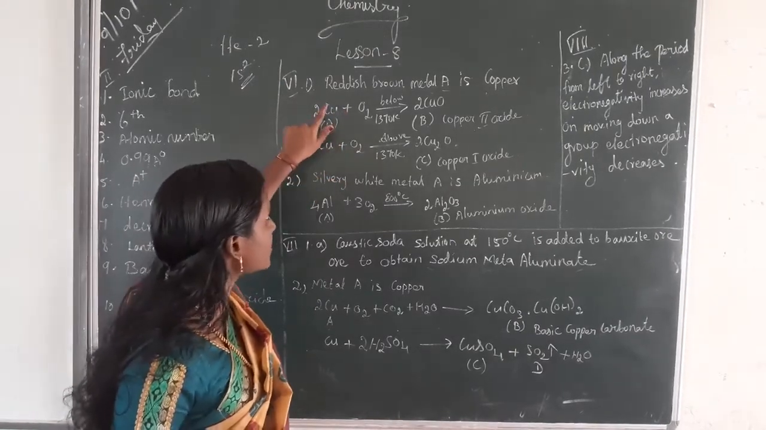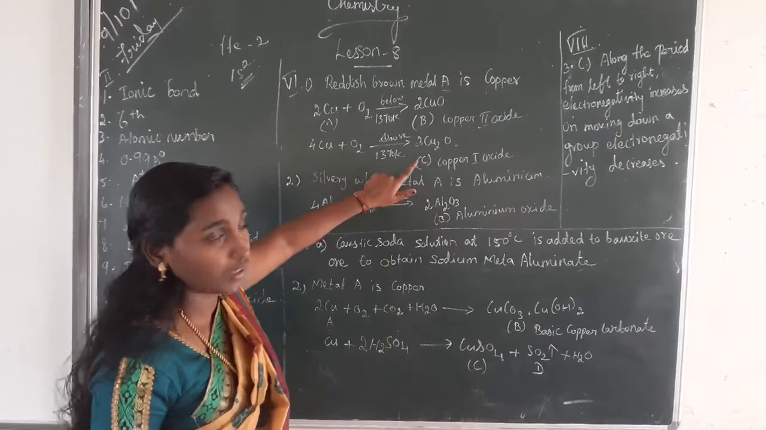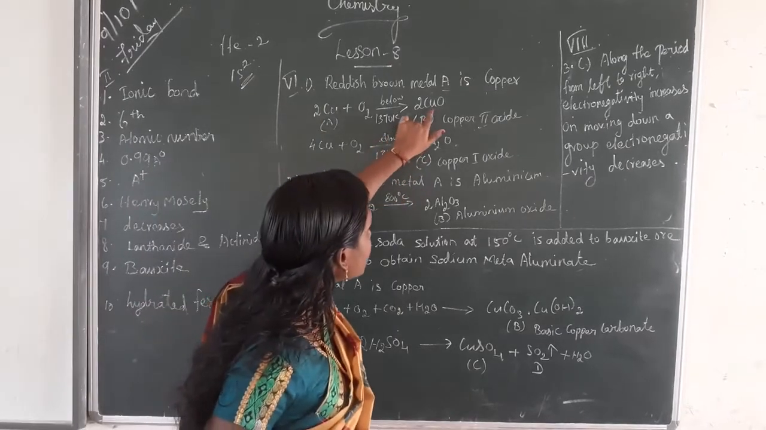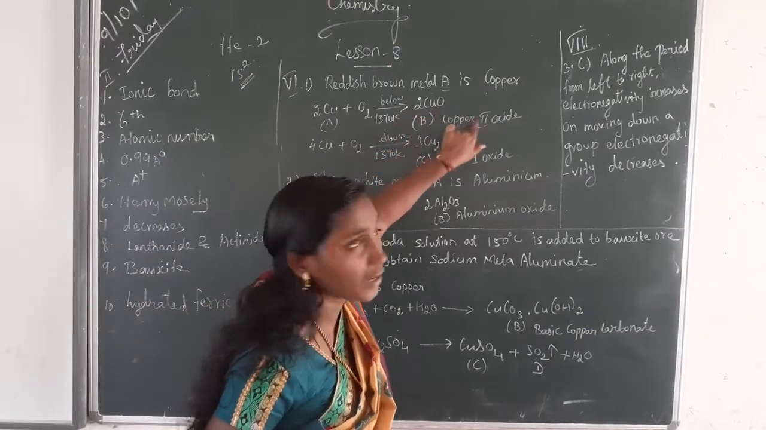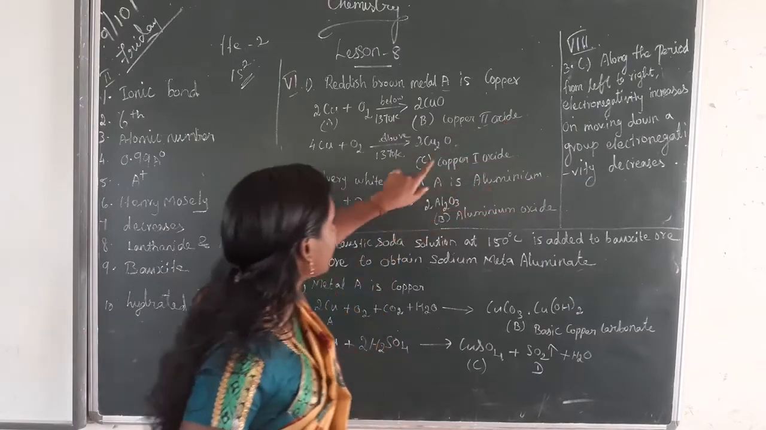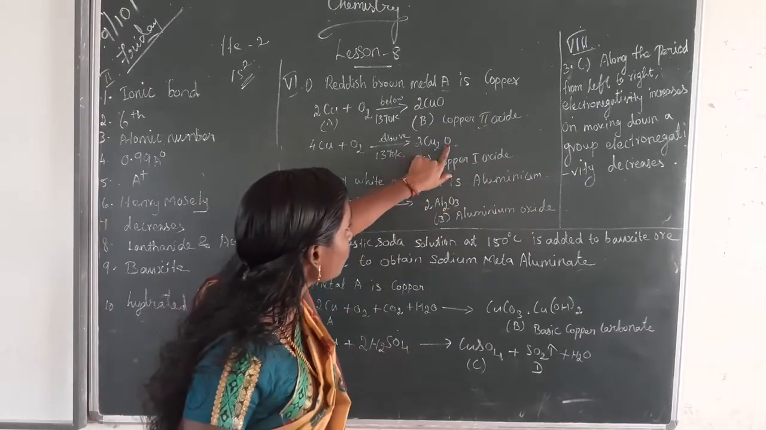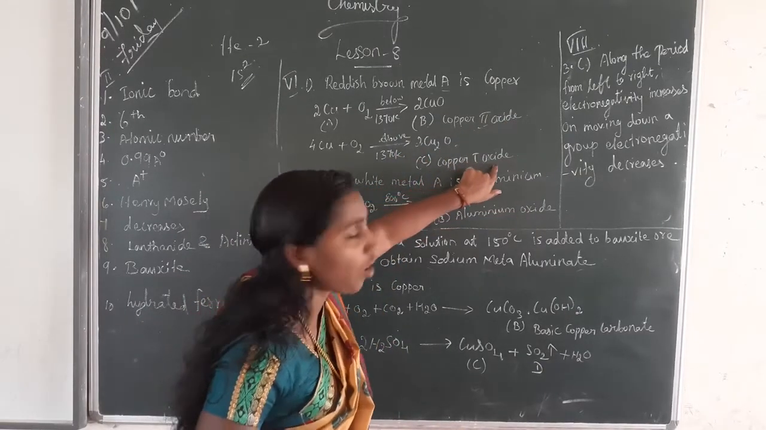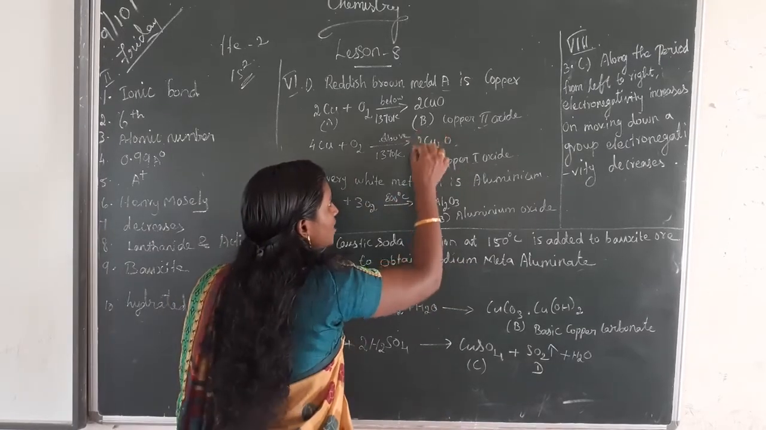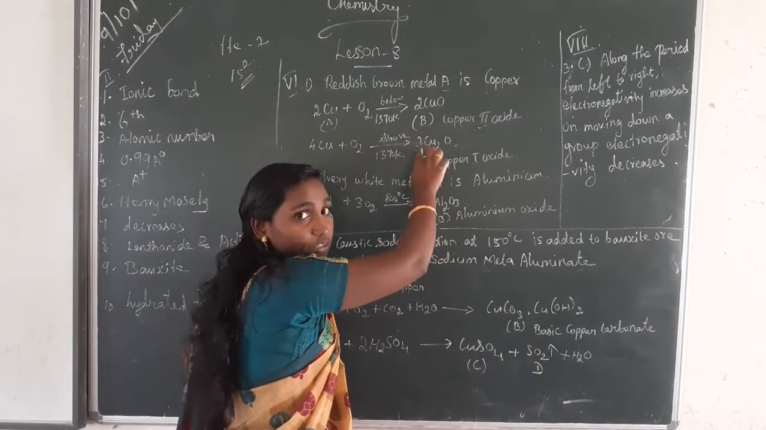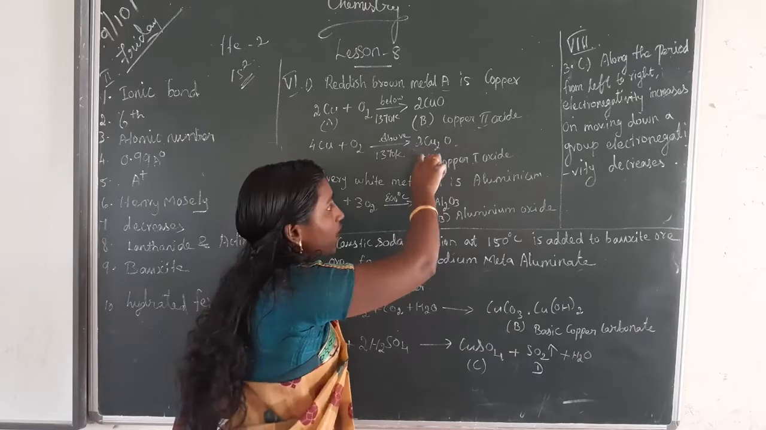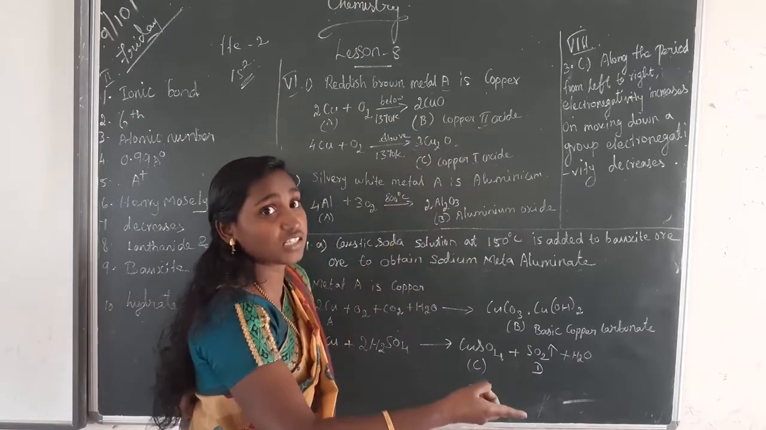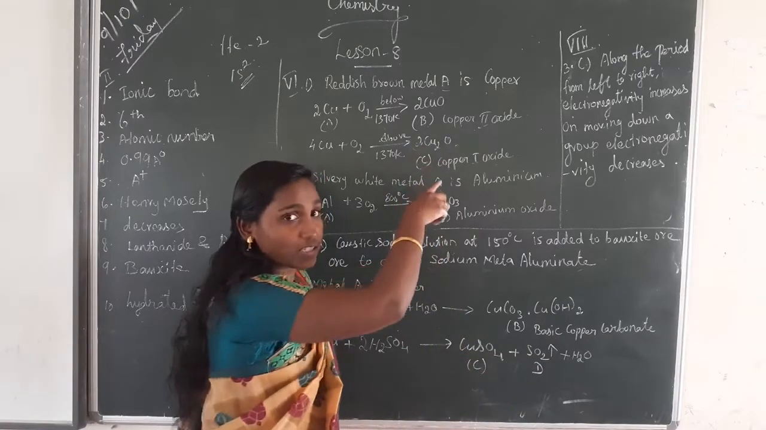So A, Cu, then copper. Then B, CuO, copper 2 oxide. Then C, Cu2O, copper 1 oxide. This number you should not write. For the balance only we put this number, right? So you should not write when we are writing next step. Okay, in this step you should write 2.